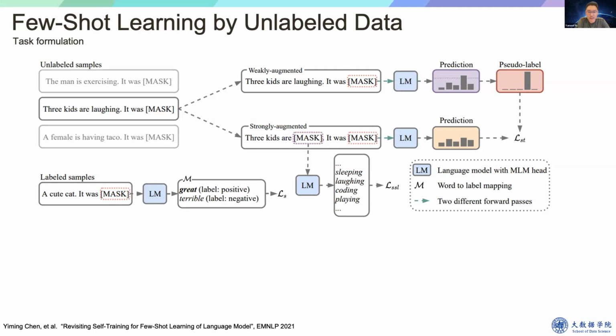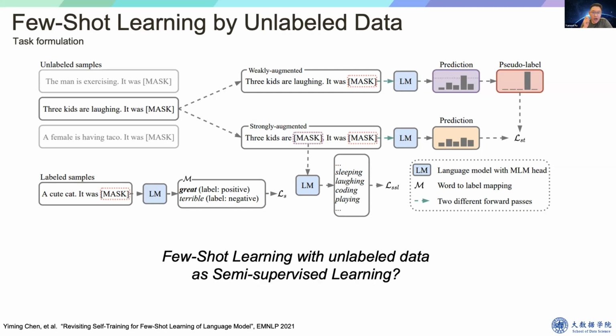So for unlabeled data, it generates pseudo labels from weakly augmented data. This simple approach is shown to outperform other supervised or semi-supervised benchmark tasks. So it works for NLP. How about our vision task? Can we use feature learning with unlabeled data as a semi-supervised learning task?